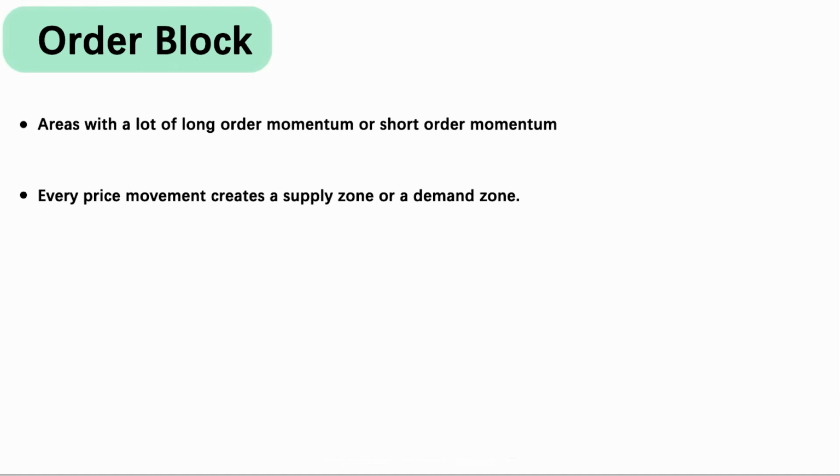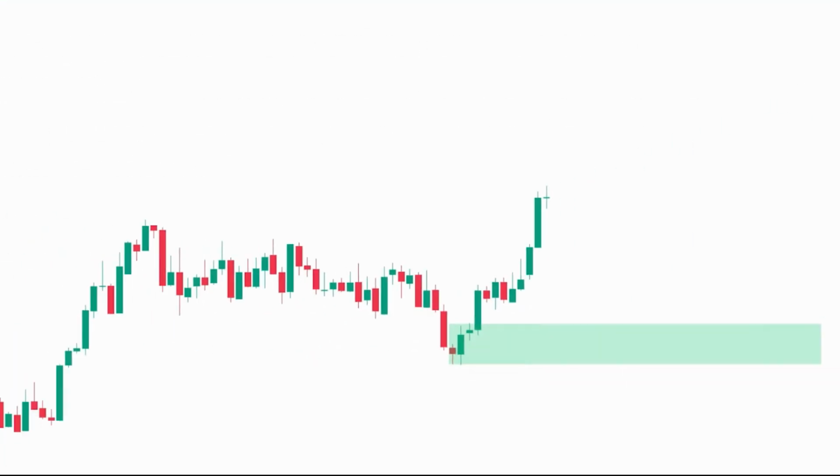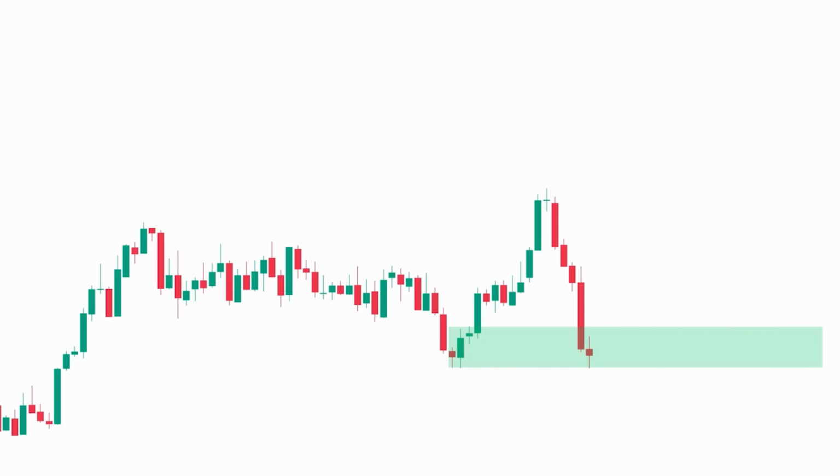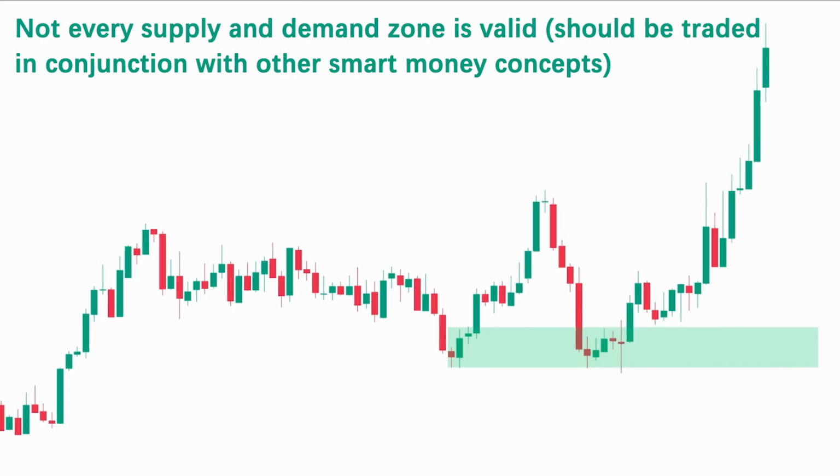Every price movement will form a supply area or a demand area. For example, in this diagram, the price rises and forms this demand area. When the price falls back and reaches this demand area, we will pay close attention to the price formation to find the entry point. However, not every supply and demand zone is effective. We should combine other smart money concepts to pursue higher quality and higher winning supply and demand zones.